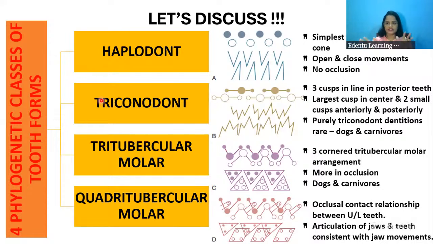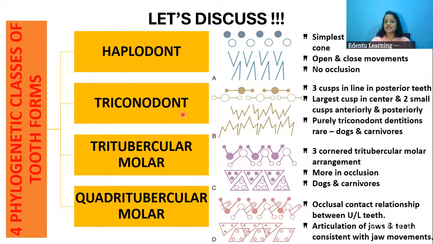So haplodont is the simplest form of tooth, where only single cone-like teeth will be present. Just open and close movements will be there, like a crocodile movement. Like how the crocodile opens and closes the mouth, just open and close movements alone will be there. No occlusion will be seen between the haplodont kind of dentition.